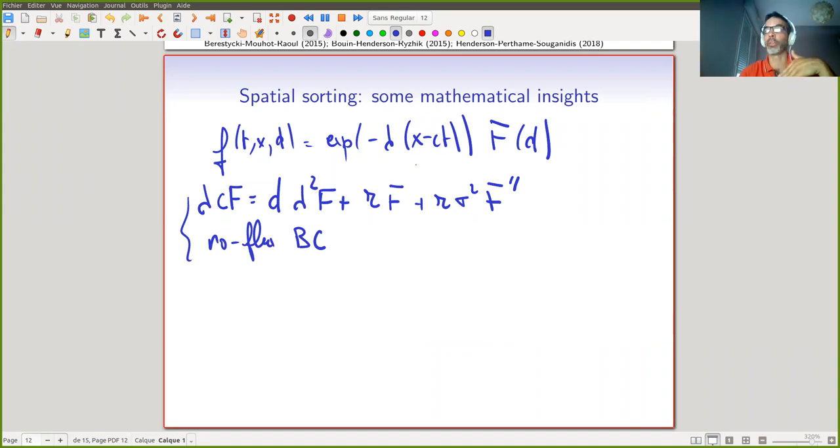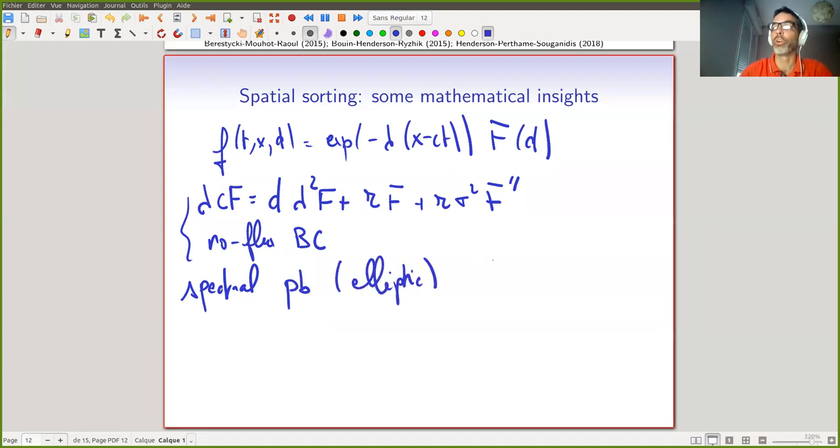This is only for the bounded case, of course, because you expect a speed of propagation. If it's unbounded, as I said, from the origin, there is some acceleration. So when you have a wave, this is how you compute it. And this is a kind of spectral problem. You see, it's linear with respect to F. It's a spectral problem, which is elliptic, which can be solved actually with Bessel functions. It's almost explicit, but it doesn't really matter.